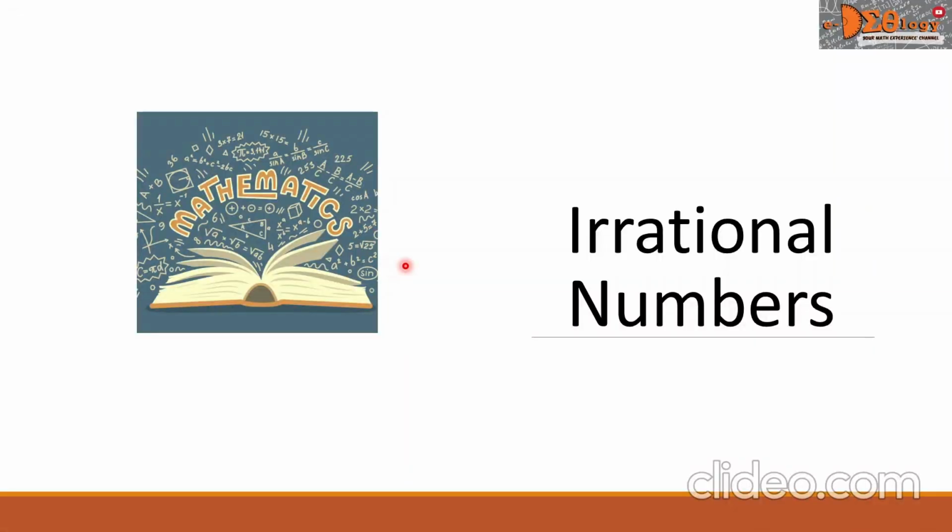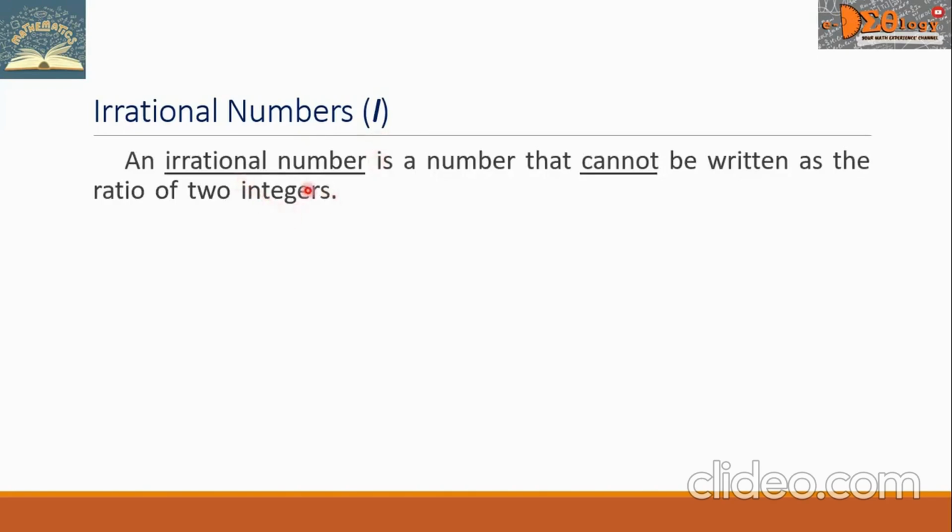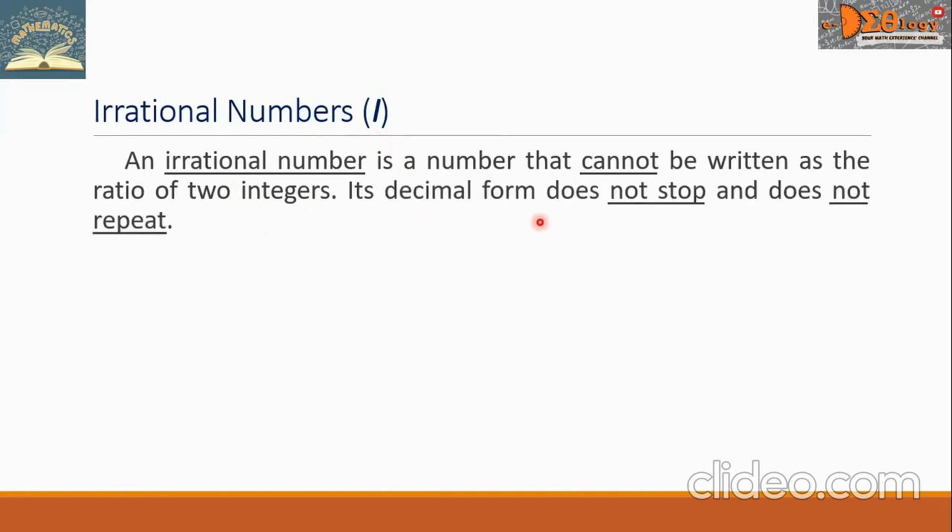Hi everyone. Today we're going to study irrational numbers. This is denoted by capital I. An irrational number is a number that cannot be written as the ratio of two integers. Its decimal form does not stop and does not repeat.